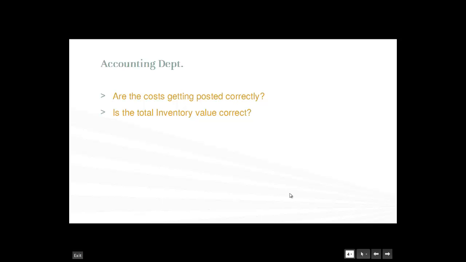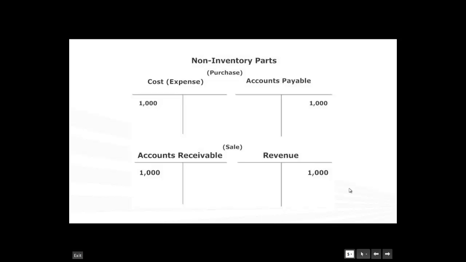And then finally, the third role is for the accounting department. They're not so concerned about the quantities as they are the values. They need to make sure that their inventory valuation is accurate on the balance sheet. So let me go into the accounting behind the scenes of these two items real briefly without getting too deep.